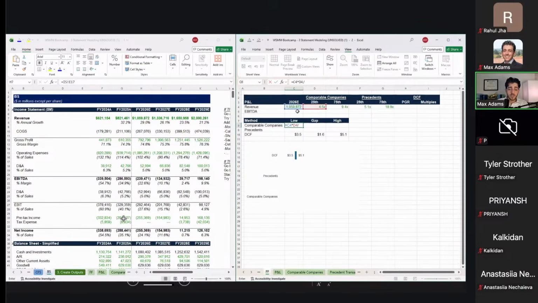I'm going to again divide that by millions to get it in the billions. And then on the high end, it's going to be 9.5 times this. And so that's going to be the high end. And then the difference between those two is going to be the gap on the chart.